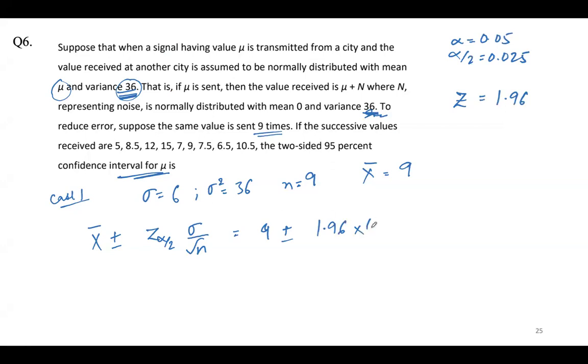Now sigma here is 6, and n is 9, so root n is 3. So that's going to be 9 plus minus 2 times 1.96, which is 3.92. The confidence interval here, I already have it solved, so I'm just writing that down. That's going to be 5.08 to 12.92. So this is going to be your CI.